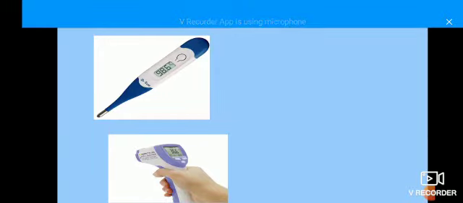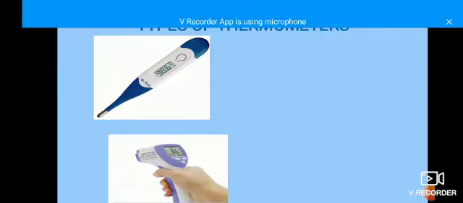If the second one is commonly used now, you know what it's used for? To measure temperature. Anyone that has coronavirus, the temperature will be very high, above the average human temperature. What is the average human temperature? That is 37 degrees Celsius. Take note of that. Average human temperature is 37 degrees Celsius. So the two instruments there are thermometers.